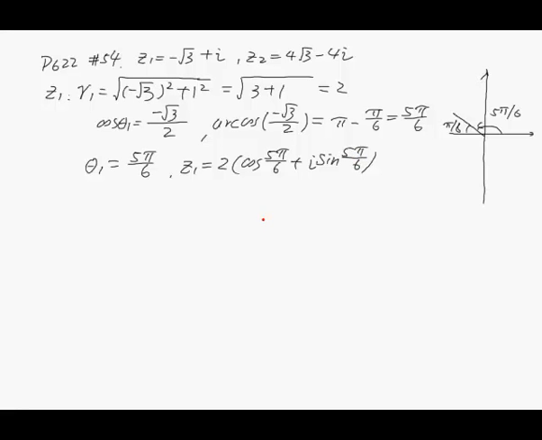Now let's do the same thing for the z2. For the z2, its modulus R2 is equal to the square root of the square of 4 times root of 3 plus square of -4. And this, okay, you can factor out this 4 square.